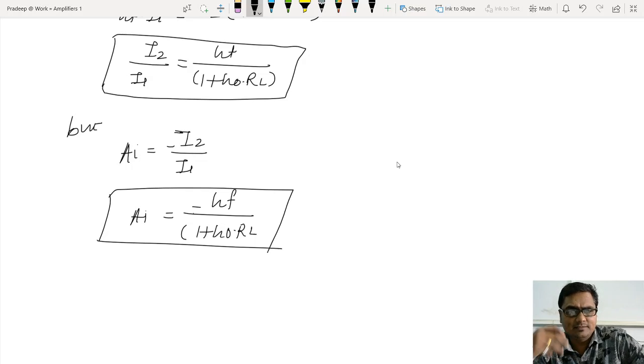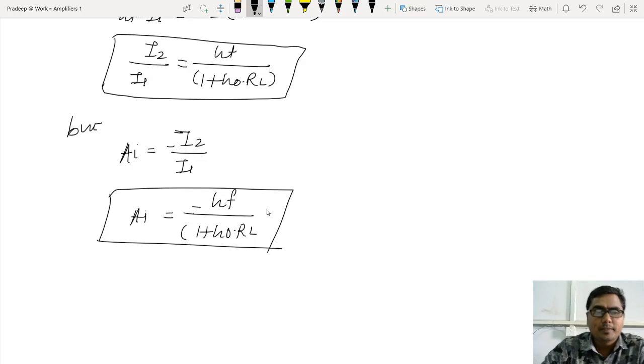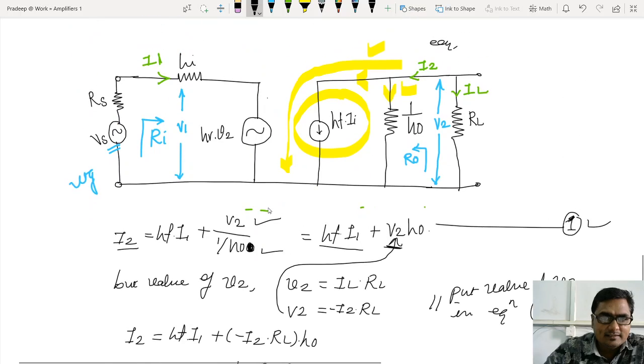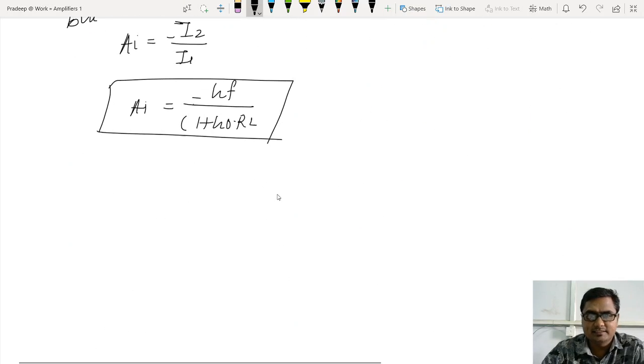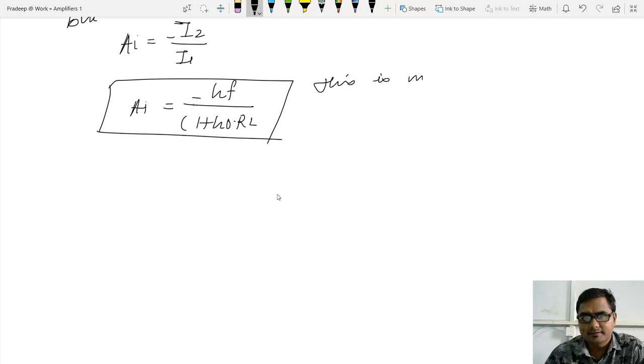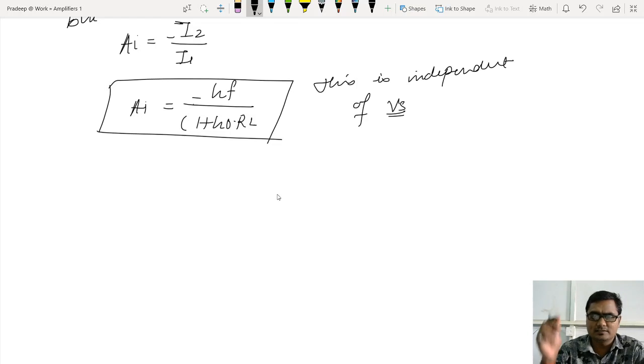See, whatever analysis we have done, all the analysis is independent of the voltage source Vs. Is it not? So let me write here. This is independent of Vs. See, we have not considered Vs at all. But what if we consider Vs then?